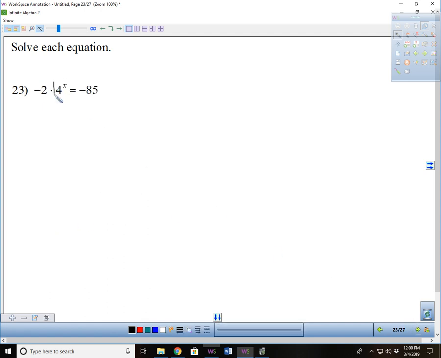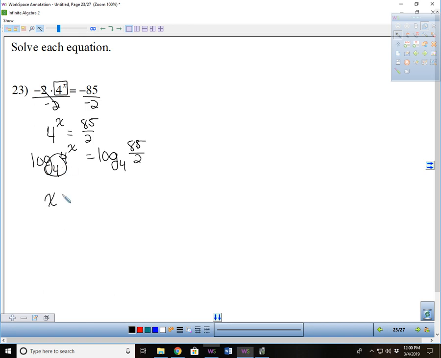All right, yet another one. Get this part by itself. So I'm going to divide by negative 2. So I get 4 to the x is equal to 85 over 2. That doesn't reduce. I want to get rid of this so that I can solve for this exponent. So I'm going to put a log with a base of 4 on both sides. That cancels, and x is equal to log base 4 of 85 over 2.